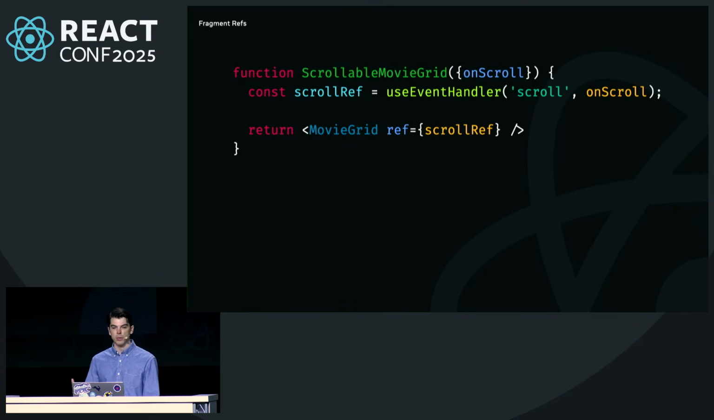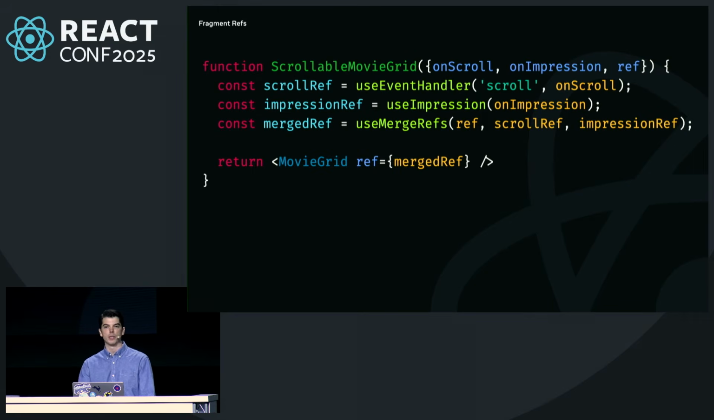So if we go back to our component and refactor, we can see that things are greatly simplified. But what happens when we introduce additional behavior? For example, here we're also adding a useImpression hook because we need to log an impression whenever a movie grid enters a viewport. And we're also taking a ref from the parent and forwarding that down to movie grid as well. So now we must merge the refs. And in many examples we see in production apps today, it's far more complicated than this.